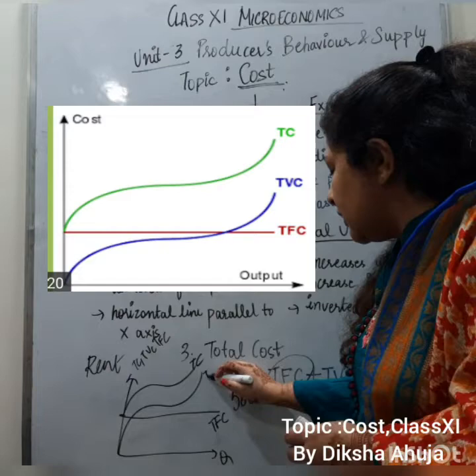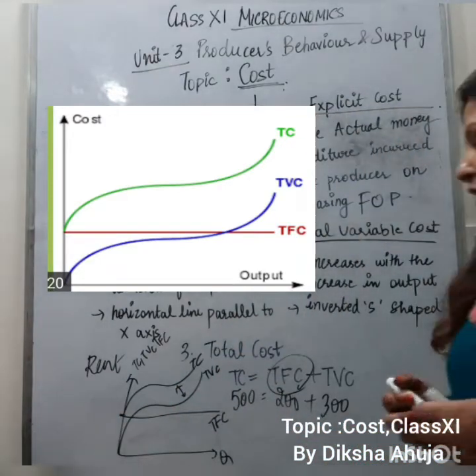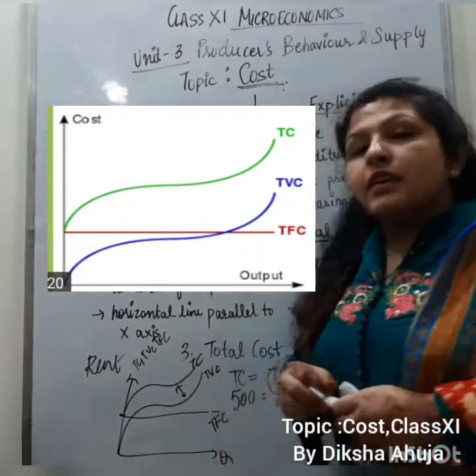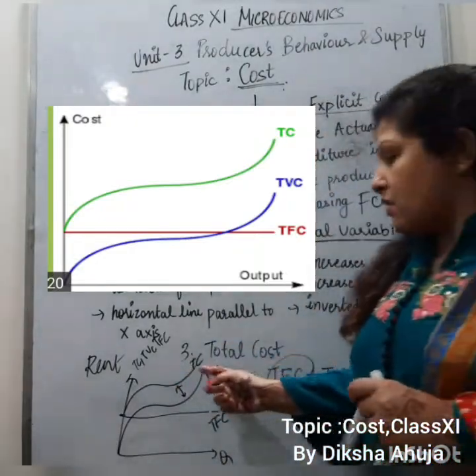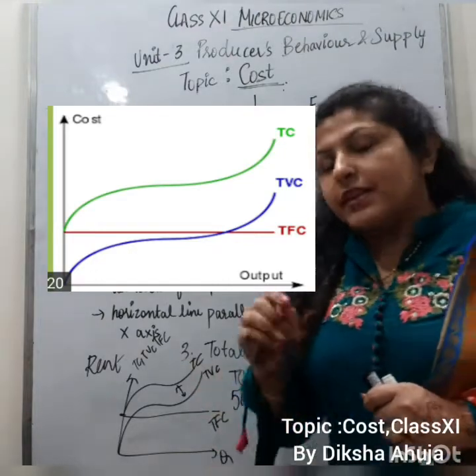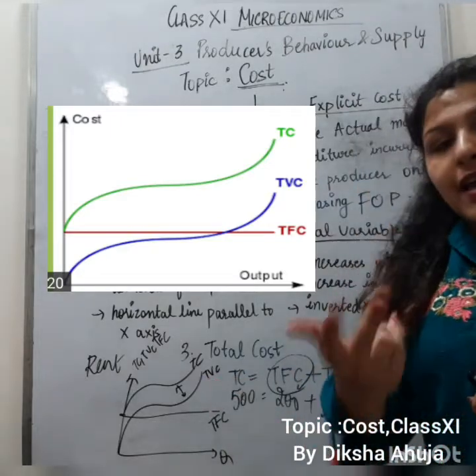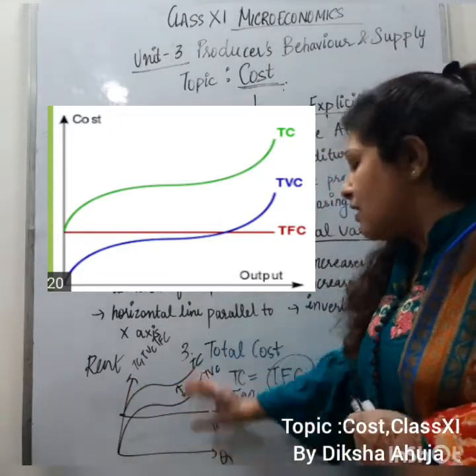So this is TVC, this is TC. This above curve is TC. Why so? Because we added TFC in TVC and we get total cost. So you should know the gap between TC and TVC. If I ask you, are TC and TVC parallel to each other? Yes, because the gap between them is constant.